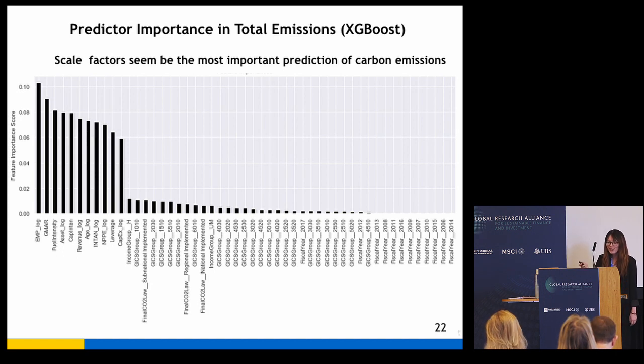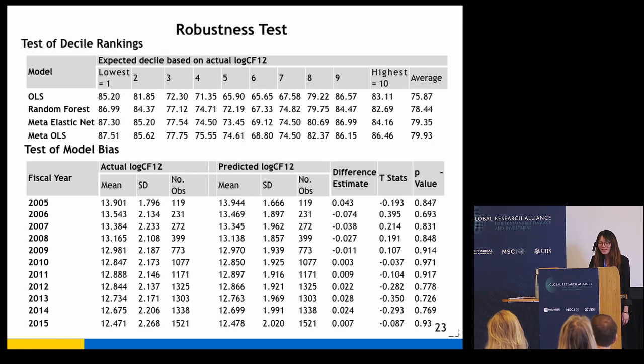I'm going to skip through this one. We have a lot of robustness tests, but one key important thing is that with our robustness tests, we find that our model performs very well in ranking which firm is bad at emissions and which firm is good at emissions. It can achieve an accuracy of up to 86%.